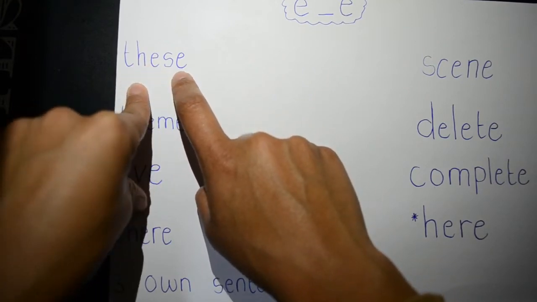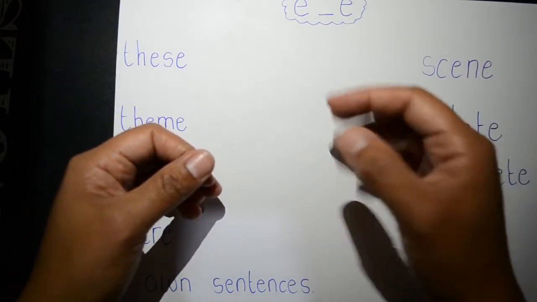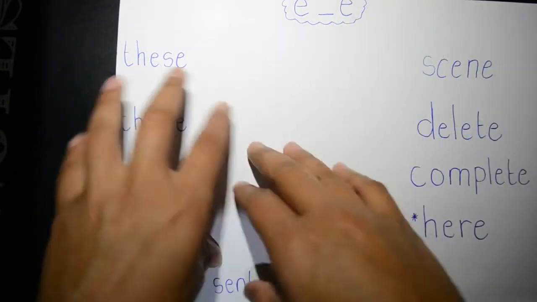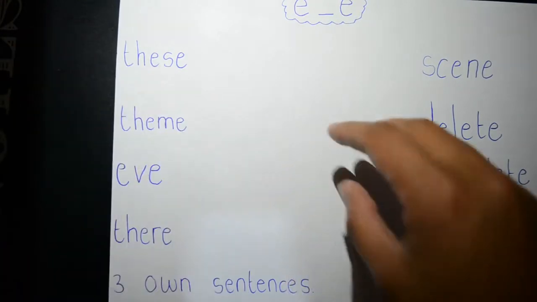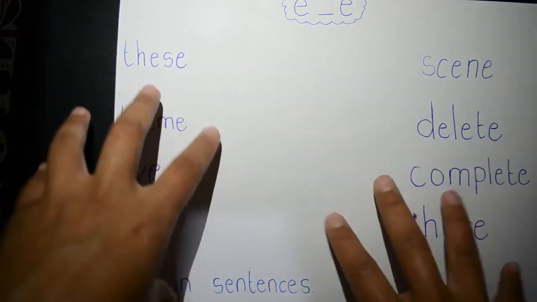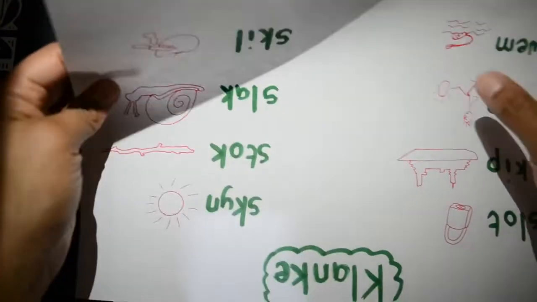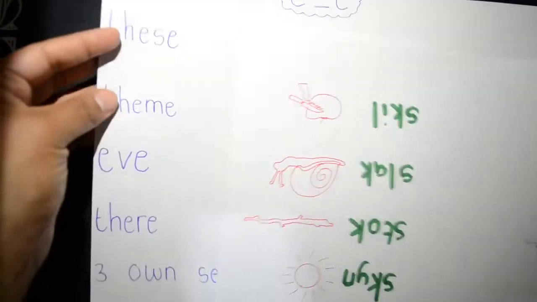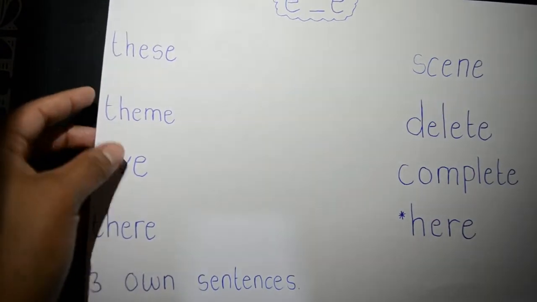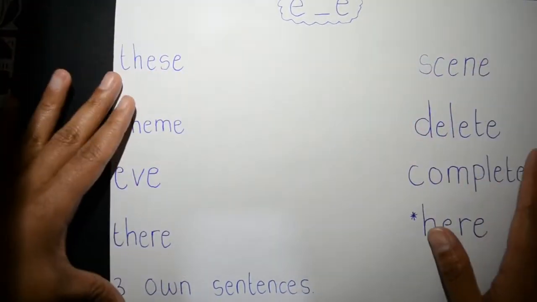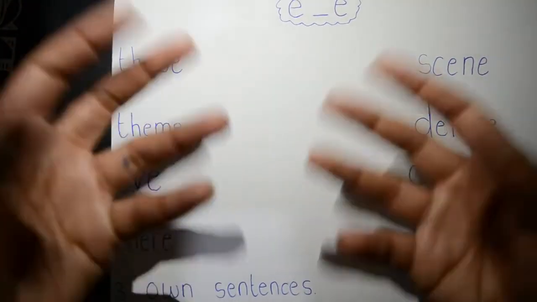Okay, when you're talking about things that are here in front of us, I can say these pages. Let's say I have many pages here, and I can say these pages. Okay, it's about having many things, and then you can say these things.